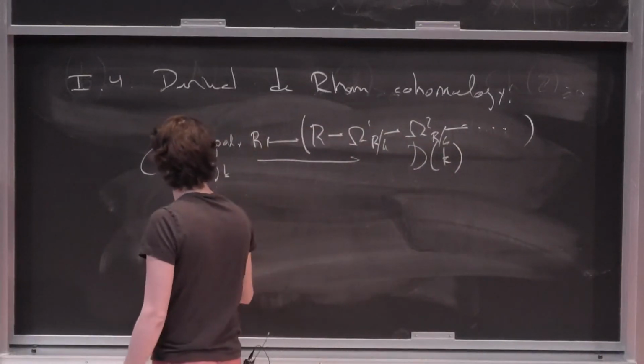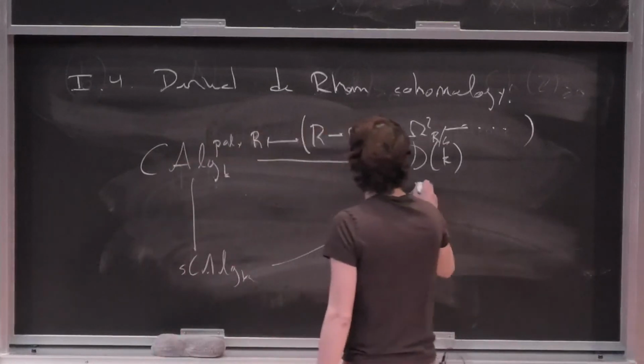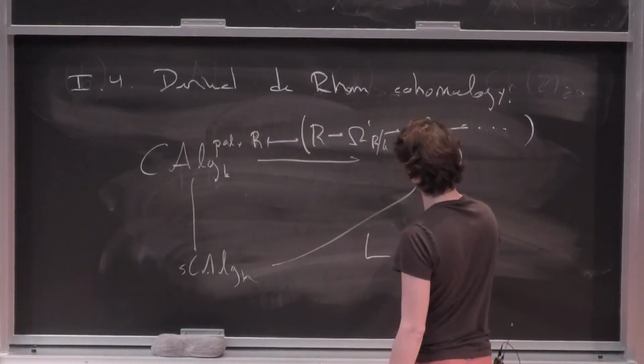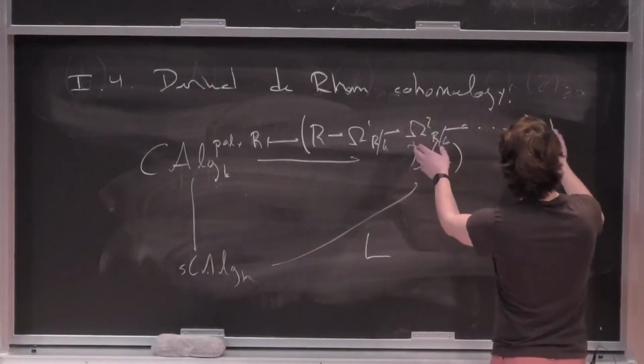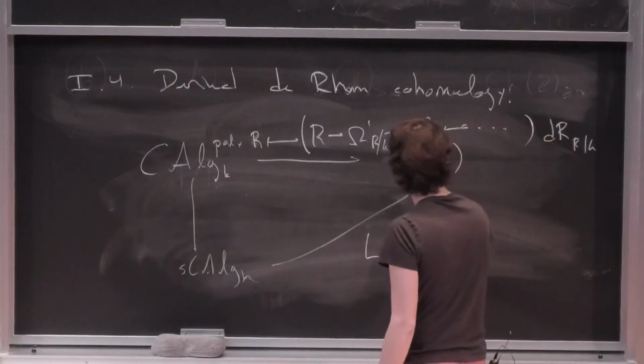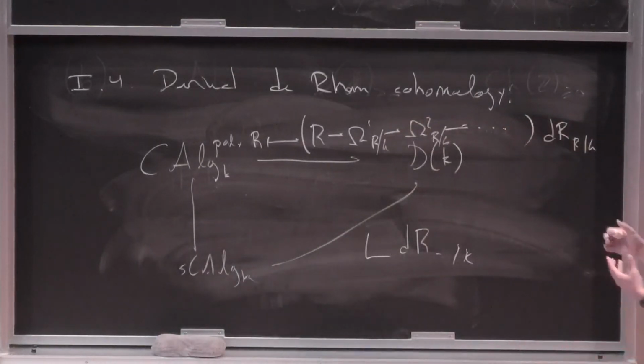And now I can just formally extend this to get, let's see, what should I call this de Rham complex? I'm going to call this de Rham complex R over K. So I can get L de Rham over K, a new functor, just by deriving this de Rham complex.